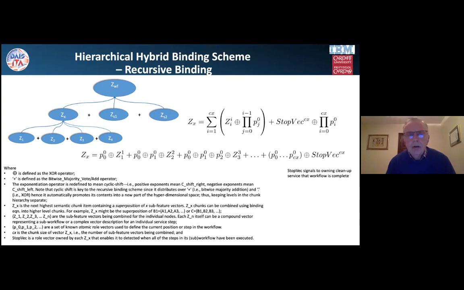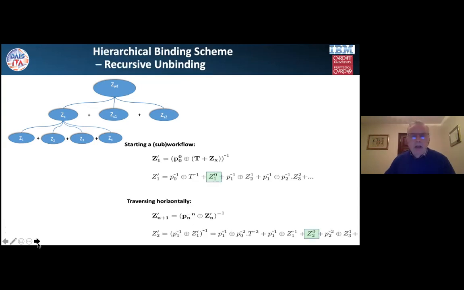There's a lot more detail on the slide, and you can ask questions later if you want to know how all this works. Now, the thing is that if we want to unbind that vector, then if we take our ZX vector here, in order to start a workflow, we're starting from this point here, we would actually construct a vector Z1 prime, where we take our P0 operator and we XOR it with the vector ZX, a clean version of ZX. We add in this vector called T, which we need in order to be able to locate where we are within the service.